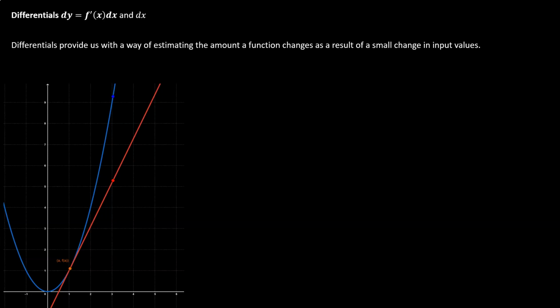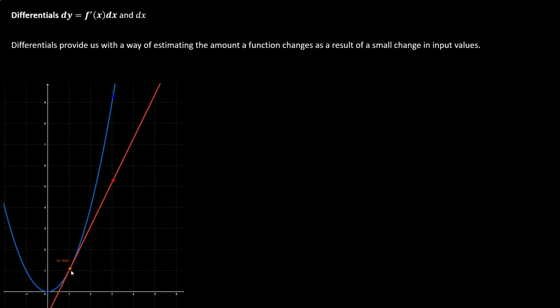For the second half of this section, we talk about differentials. So we have a blue curve, that's our original function, a gold point, which is a known value on the original function, and then the red tangent line. And we're going to talk about some notation points here.